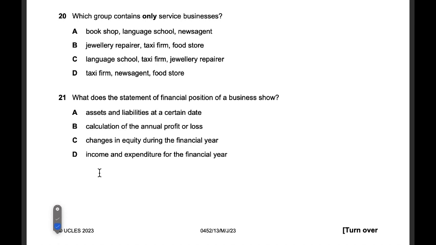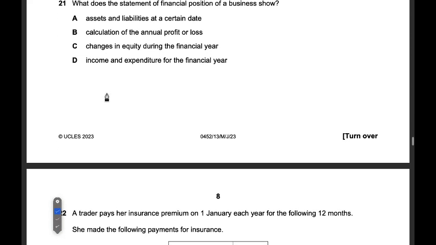So let's check the last one. Taxi firm, service. News agent, kind of trading. Food store, also trading. Wrong option. So C is the correct option, making answer C the correct option.